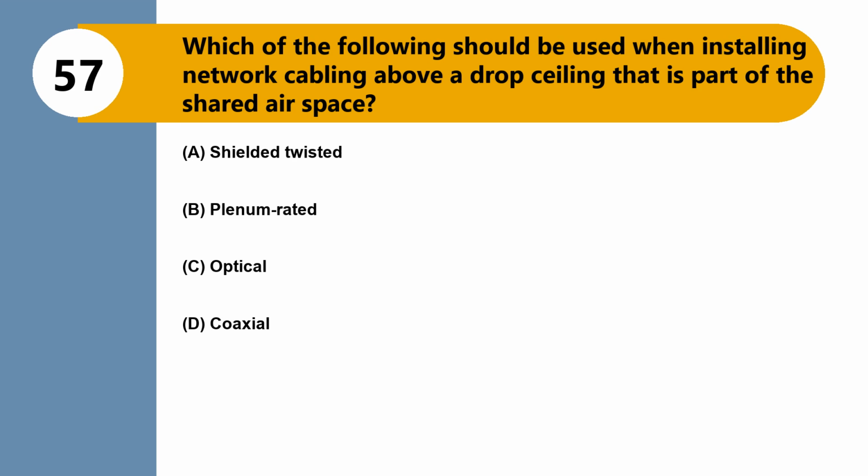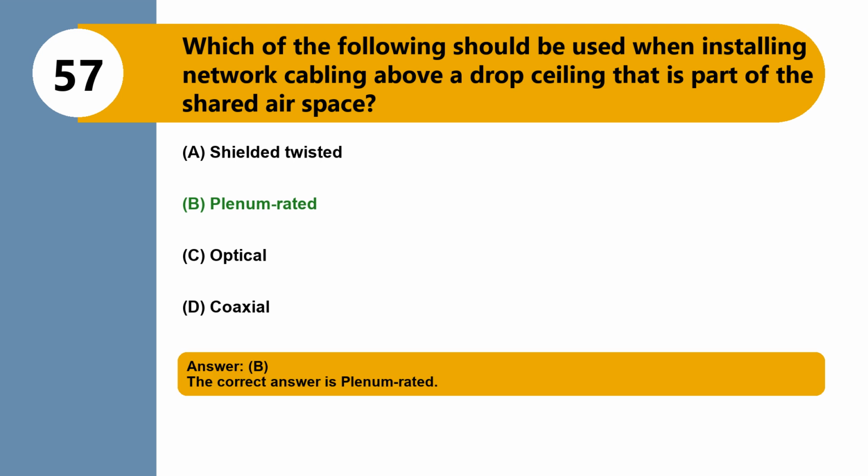Question 57. Which of the following should be used when installing network cabling above a drop ceiling that is part of the shared airspace? Option A, shielded twisted. Option B, plenum rated. Option C, optical. Option D, coaxial. The correct answer is option B, plenum rated.